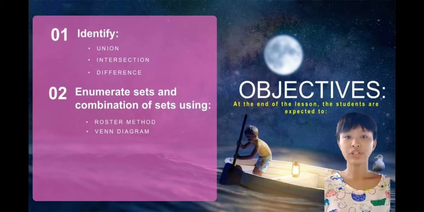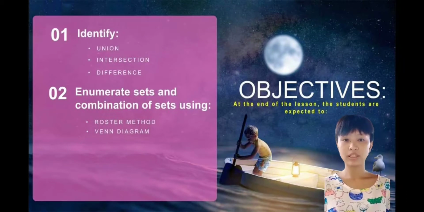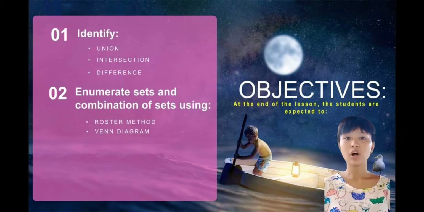So our lesson for today is all about set operations. Before we proceed to our lesson this afternoon, let us all tackle first the objectives of the lesson. Objective number 1. Identify union, intersection, and difference. And number 2, enumerate sets and combination of sets using the roster method and Venn diagram.